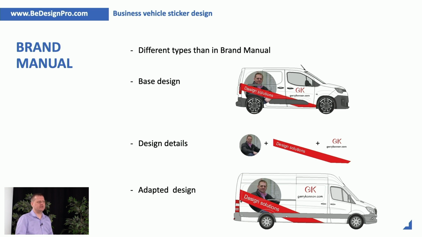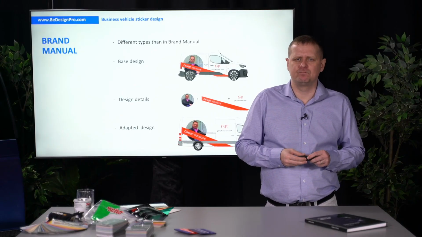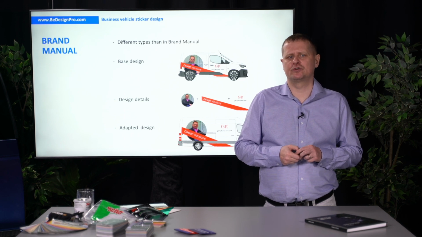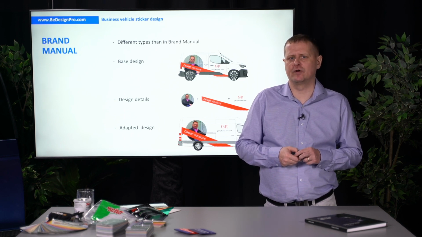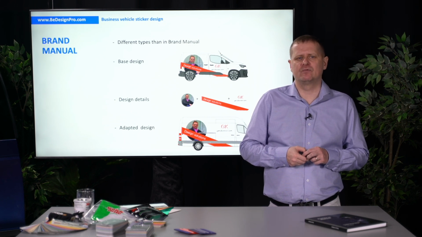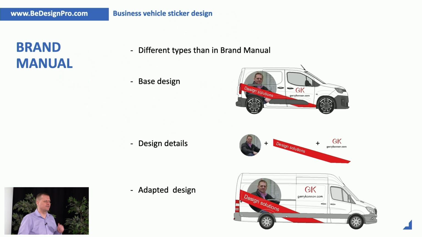Initially, the client ordered a design for a small van, but over time he has purchased a large bus. There was no direct solution for a larger bus in the brand manual. Therefore, we were creating a new design. We first take the design to details: the photo, the red stripe company color, the text design training and the logo.